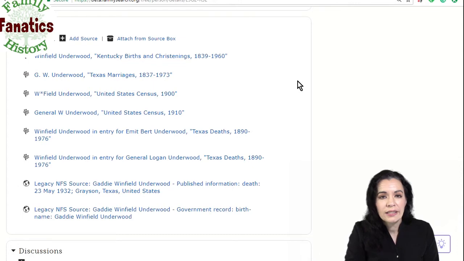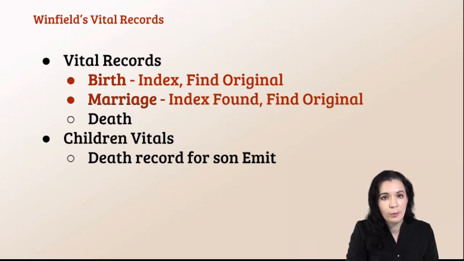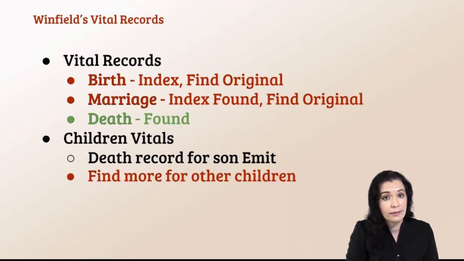Okay, so let me just tell you about the records that I did find for Winfield. I did find that he had a birth record, but it was just the index, so I really need to track down that original record. I found a marriage record, but once again, it was an index. Need to find the original record on my to-do list. I found the death record for Winfield, and I found a death record for his son Emmett, as well as Logan, which I didn't put on this screen. But I need to find records for the rest of his children.